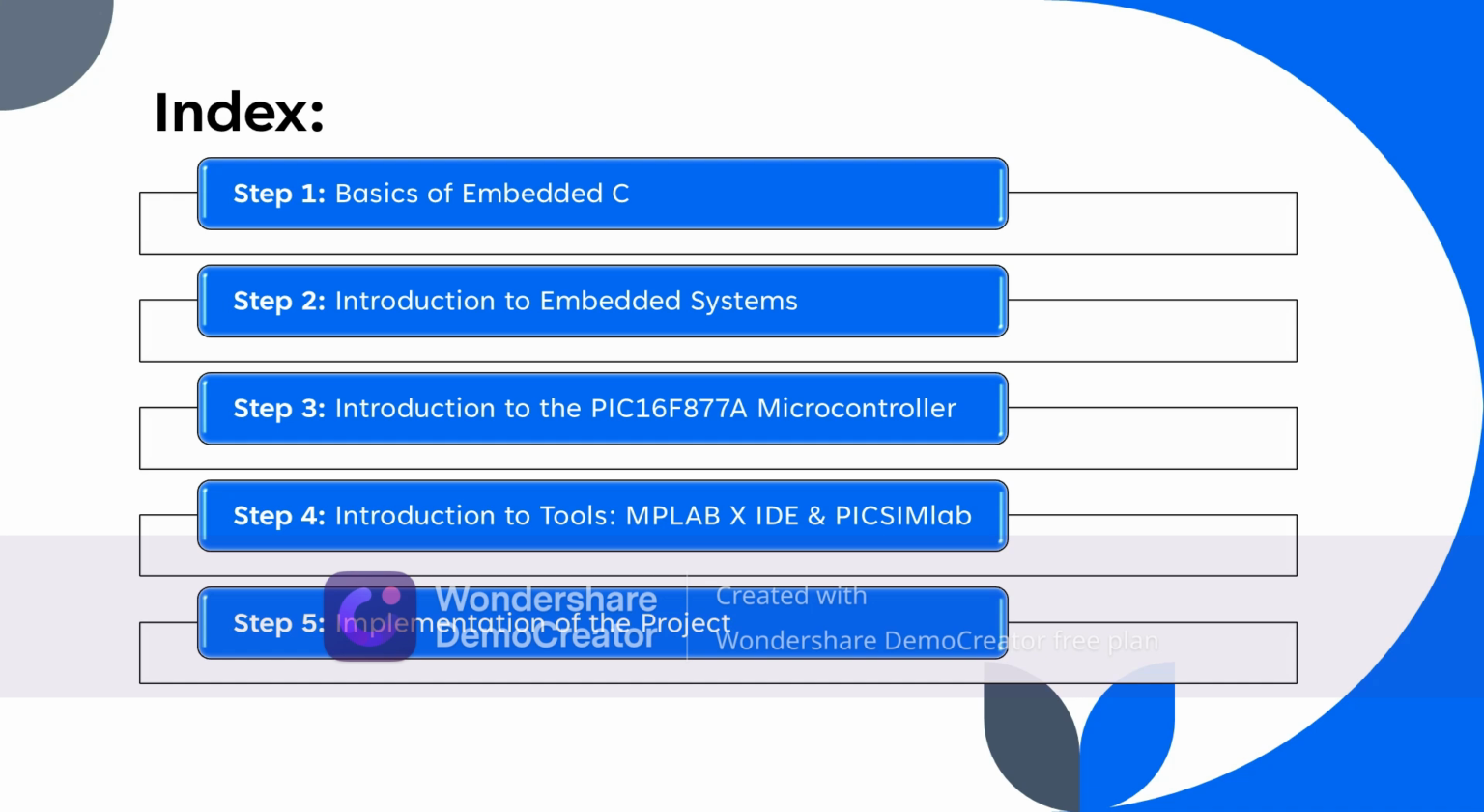What are the steps which I have performed during this project? First step is basics of embedded C. Second is introduction to embedded systems. Third is introduction to the PIC16F8778 microcontroller. And fourth is the introduction to tools: MPLab XIDE and PICSimLab. These are the two tools which I have used for this project. And last one is our implementation of the project.